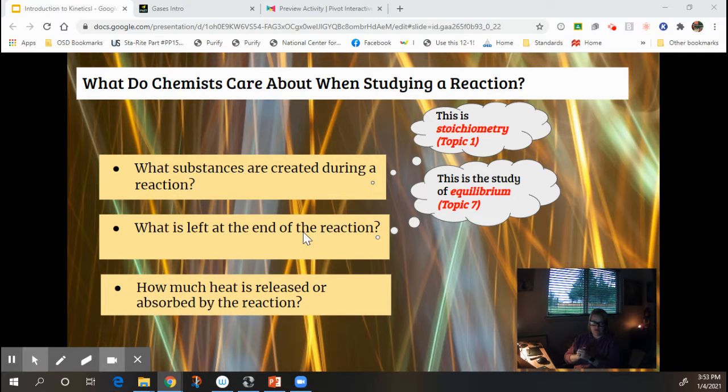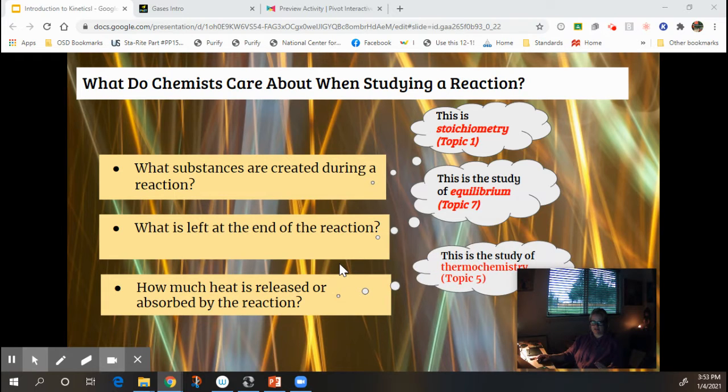We also care about how much heat is released or absorbed by a reaction. And we just finished studying this. This was the study of thermochemistry, topic 5 in IB terms, and it was learning targets 4 through 10.